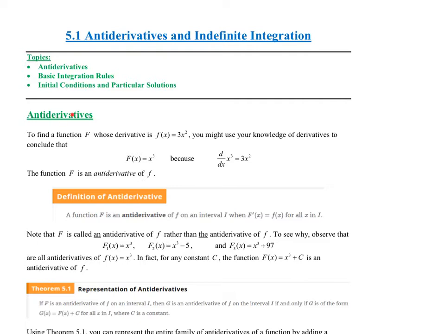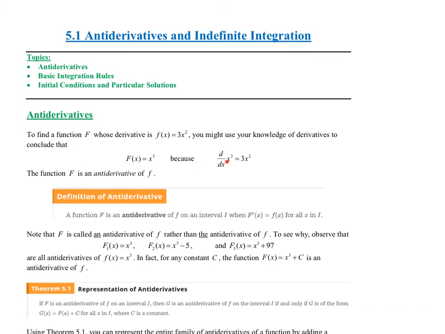It says antiderivatives. To find a function, and I'm going to call it the parent function, or capital F is the parent function, whose derivative is the lower function, f of x equals 3x squared, you might use your knowledge of derivatives to conclude that. So the idea is we want to find the parent function whose derivative is 3x squared. And what you might conclude is that if we take the derivative of x cubed, we would get 3x squared. So the parent function who you take the derivative of to get 3x squared would be x cubed.